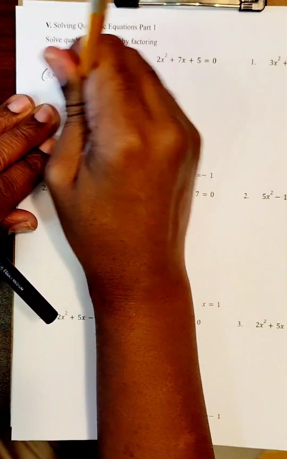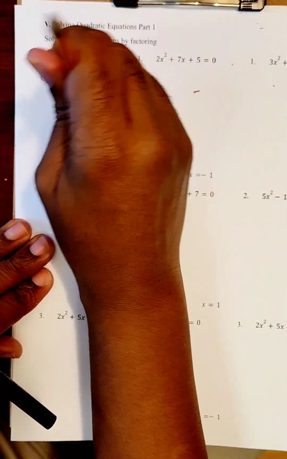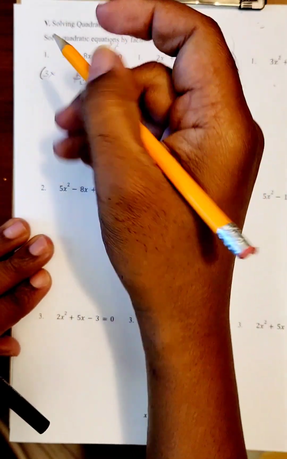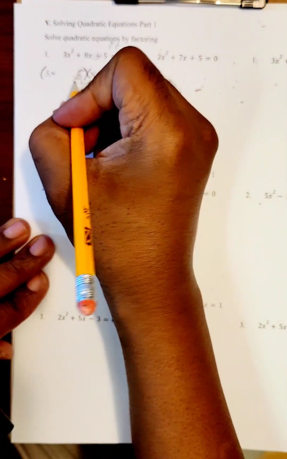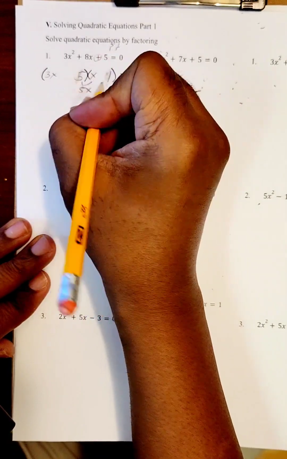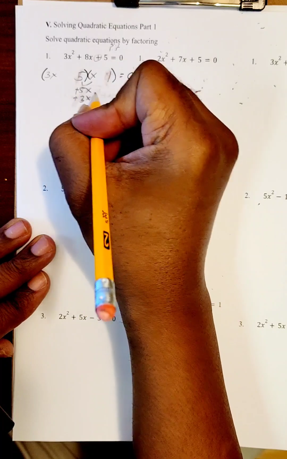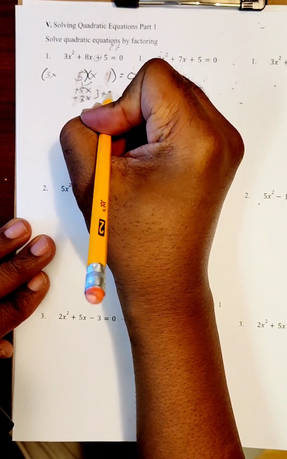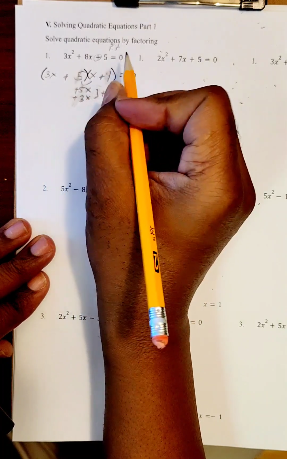Okay. Oh, that's a bad eraser. Let's try another eraser. Maybe a little better. Alright, so this will give us 5x here, and this will give us 3x. And the same signs, we'll use positive and positive. And we do get a positive 8x.